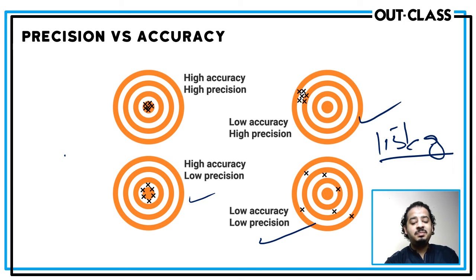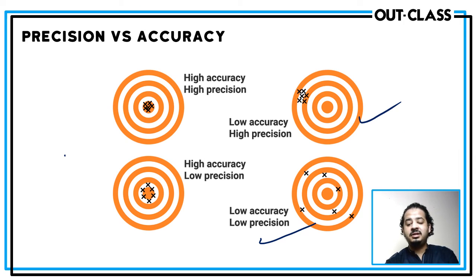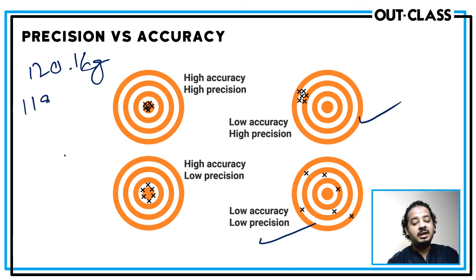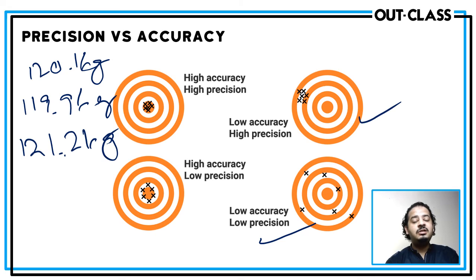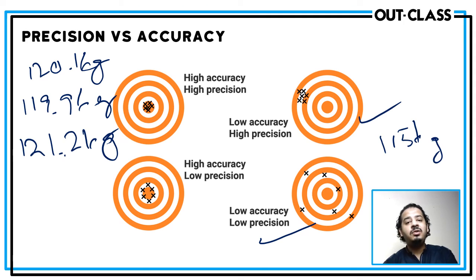Now, what would precise but inaccurate readings look like? Those could be like this. Maybe I got 120.1 kg, then 119.9 kg, then 121.2 kg. These three readings are relatively close to each other, but they're nowhere near the actual value. The actual value was 115 kg. How could this be possible? This could be possible if I was standing on a weighing scale, but there was already a stone on the weighing scale as well. So what would happen is I would not measure my actual weight because the weighing scale would also add on the weight of the stone to it. So we say this is not accurate, but it is more or less precise.